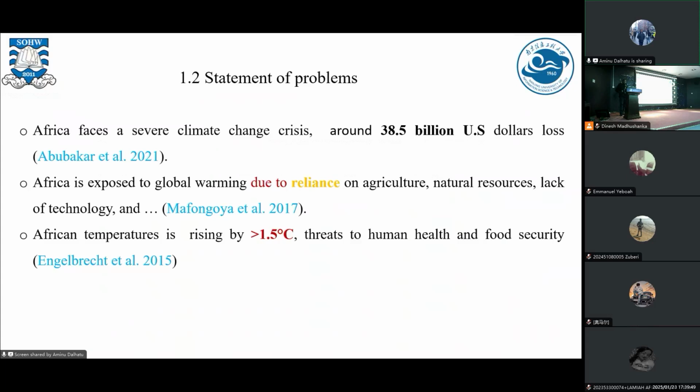The assessment of the problem is that Africa faces several climate crises, around 38.5 million USD in losses every year. Africa is exposed to global warming due to reliance on agriculture, natural resources, and lack of technology. In Africa, the average temperature is rising by more than 1.5 degrees Celsius, which is harder to control.